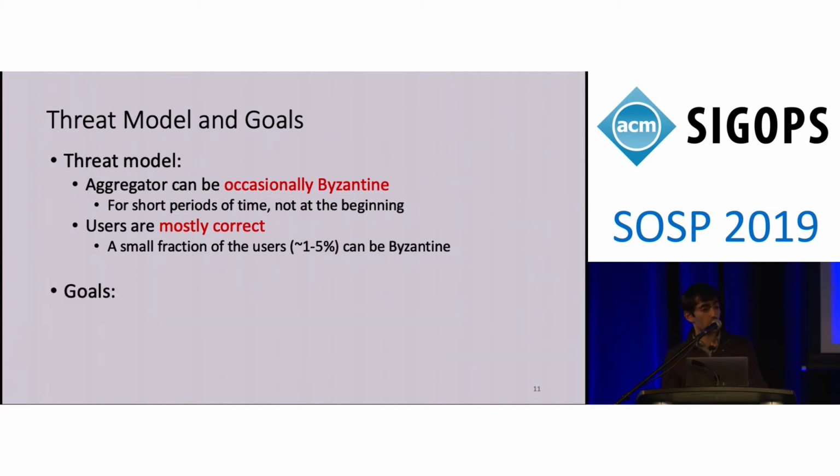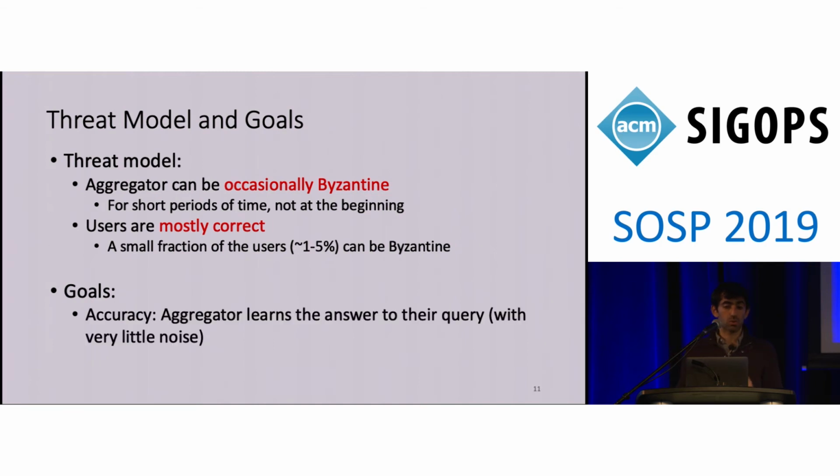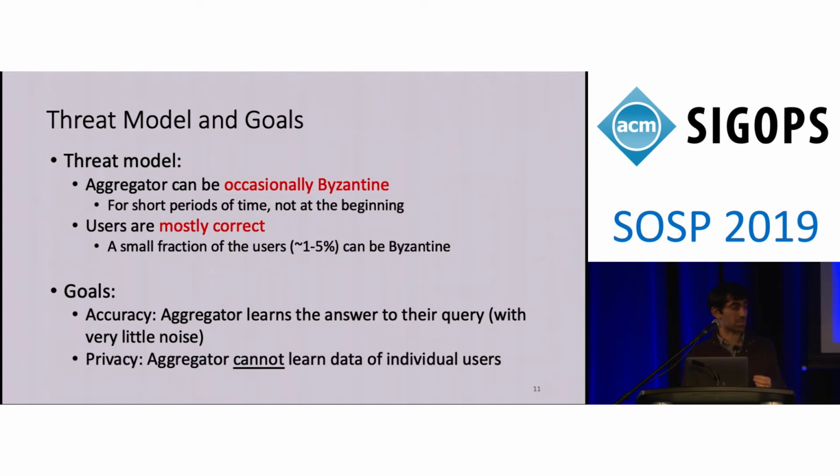And our goals are twofold. I've already mentioned them, but to repeat, we want accuracy, so the aggregator learns the answer to their query with very little noise, and privacy, so the aggregator cannot learn the data of individual users.